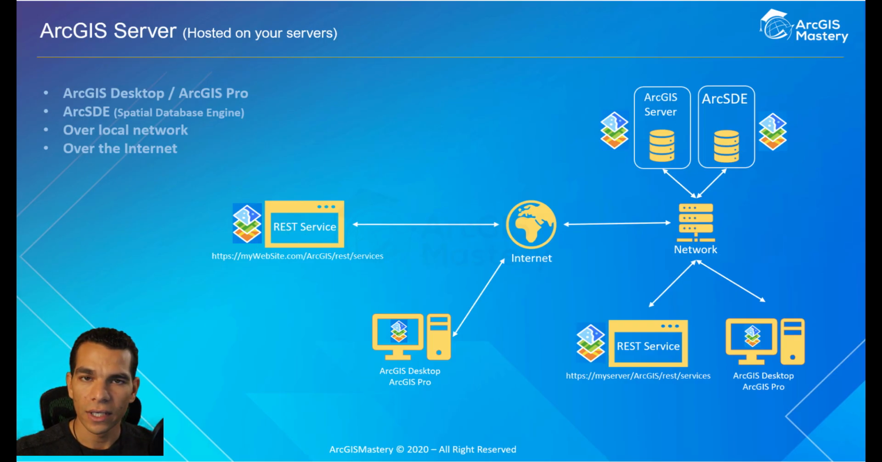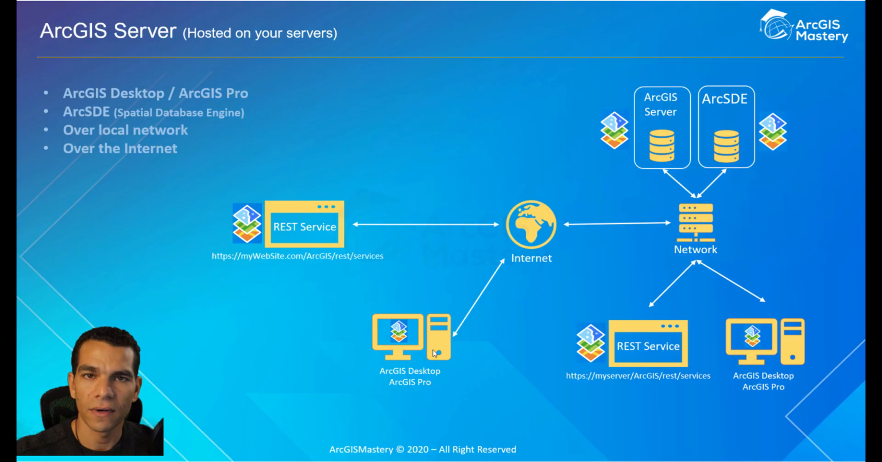And if you want to connect to any REST services, you will see that you have a website name /ArcGIS/REST/services. So when you see this URL right here, you know that you are connected to REST services hosted on ArcGIS Server somewhere on a network that is connected to the internet. And this is the way you can connect to ArcGIS Server. Also, you can connect to ArcGIS Server using ArcGIS Desktop or ArcGIS Pro.